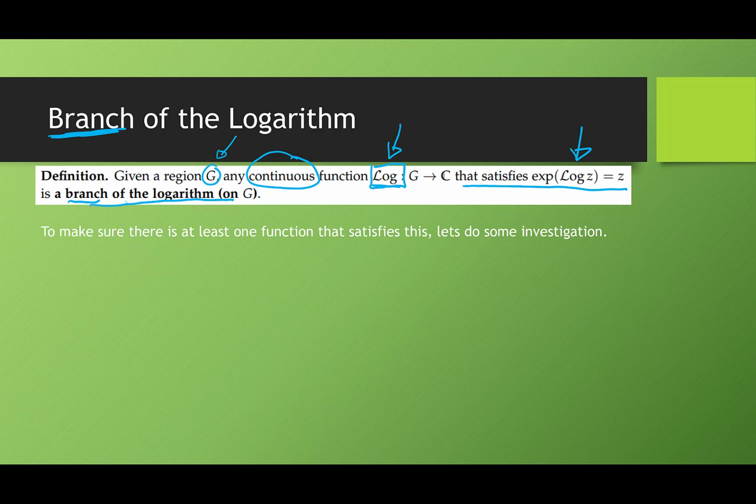Okay, so let's suppose that log, which we don't know what it is at this point, but let's suppose that we had a function that did this. Okay, so suppose there exists a log that satisfies exp of log of z is equal to z.